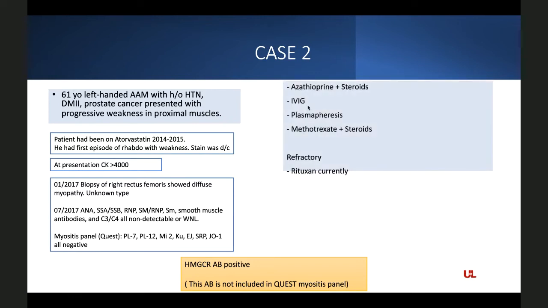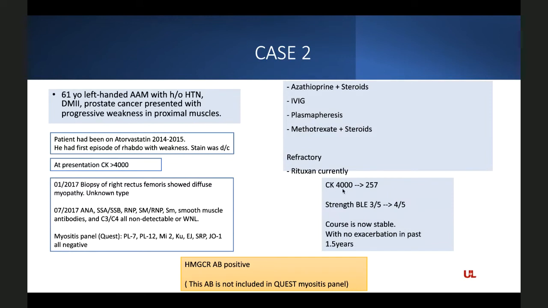So this patient had a refractory course and is currently on rituximab and doing well. CK improved from 4,000, now it's 257. The strength at the initial presentation was 3/5, and now it's improved to 4. The course is now stable, and he has not had any exacerbation in over 1 year now. So this was the patient that we saw over here at Jewish.